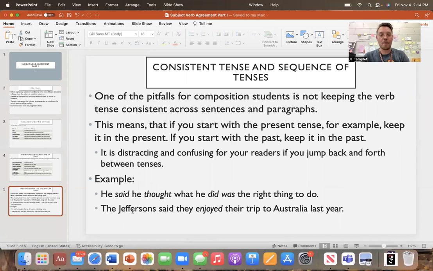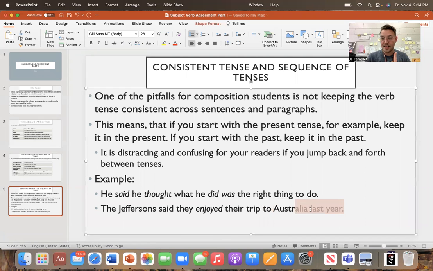Look at the second example. The Jeffersons said they enjoyed their trip to Australia last year. There are no other verbs in this sentence to determine that we need to keep it in the same tense. However, other parts of this predicate, such as last year, indicate that it was in the past. We have to keep that in the past. Those two ideas have to match up. If we're saying the Jeffersons said they will enjoy their trip to Australia last year, they're not time travelers. That doesn't make any sense.